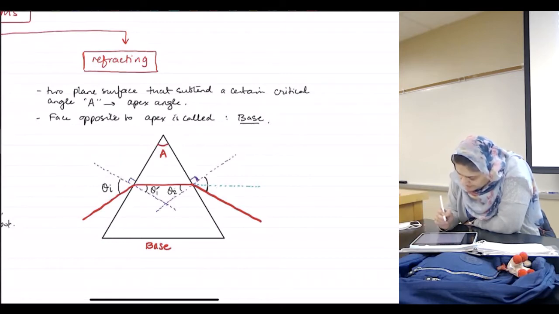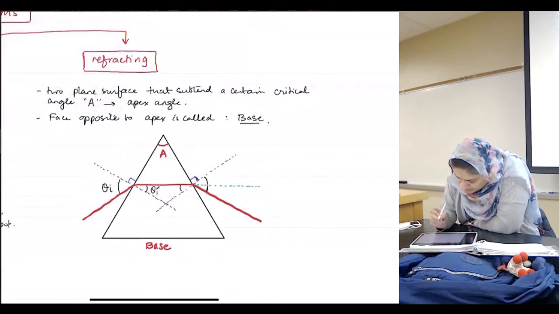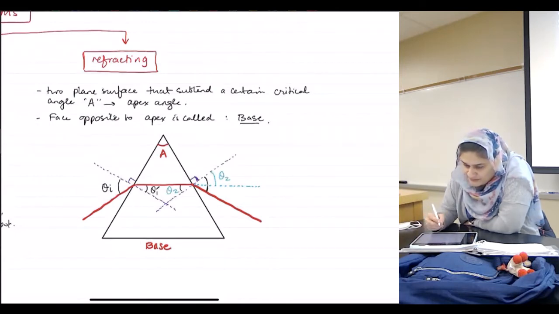Let me erase this. So this is my theta 2. Let me color this out so it's clear. So this is my theta 2. So that means that and that. This should be my theta 2. And the black one is my theta 2 prime.